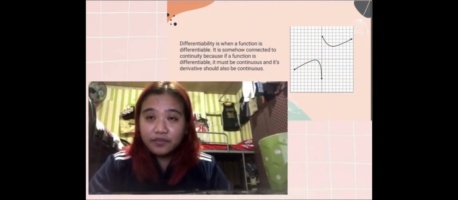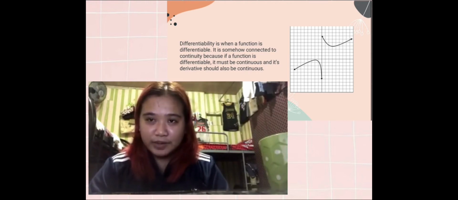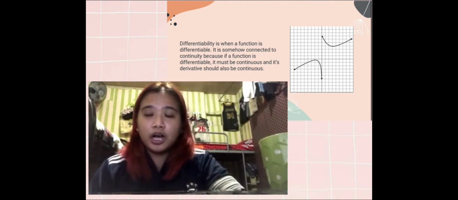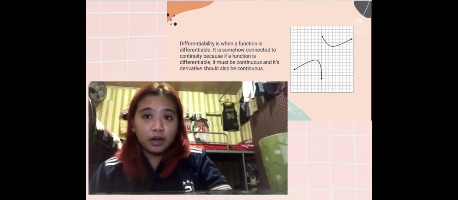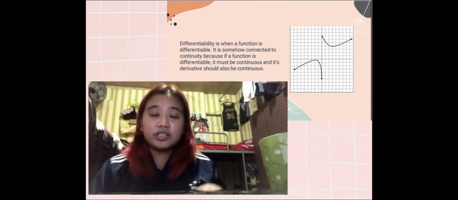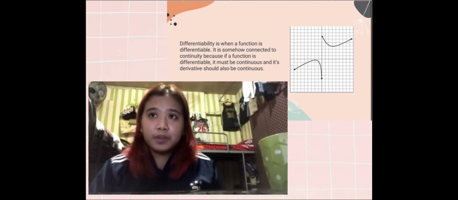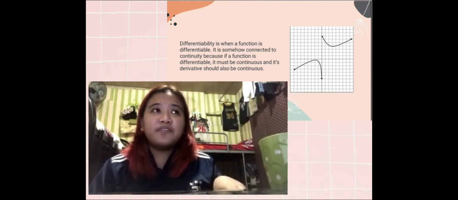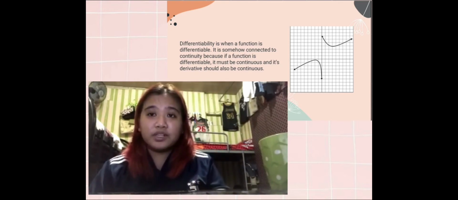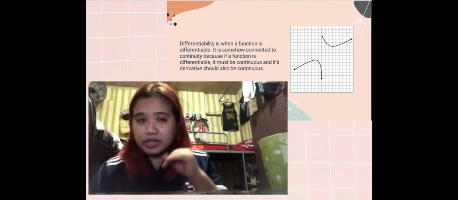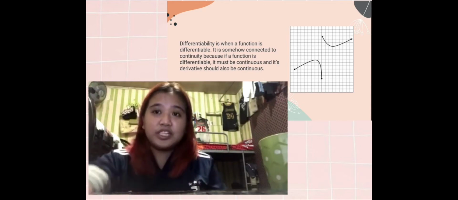Okay, graphing differentiability and continuity. If the line in the graph stops, as you can see there in the PowerPoint, it means it's not continuous. So if it's not continuous, it's not continuity. But a differentiable function must be continuous at every point of its domain. And it also means that a continuous function must be differentiable.